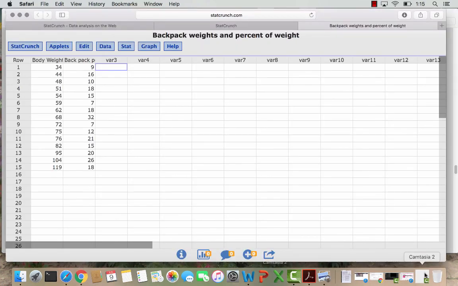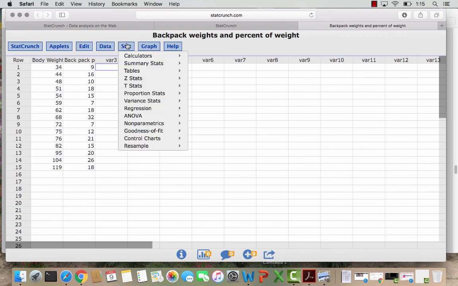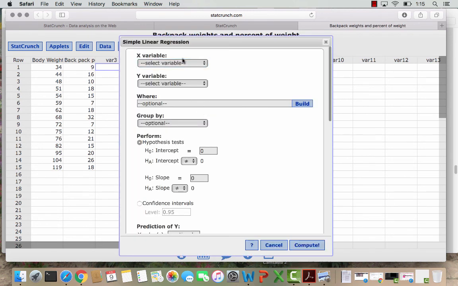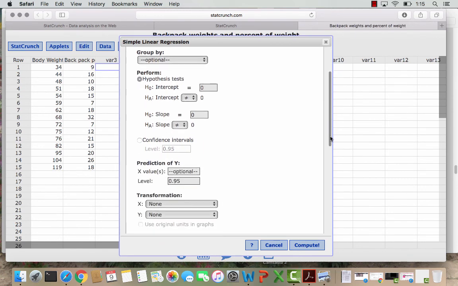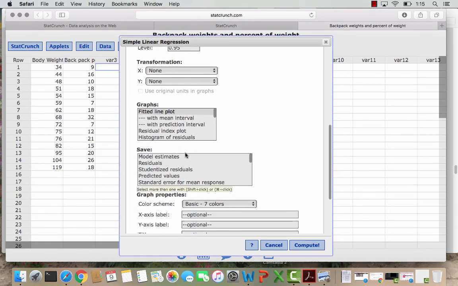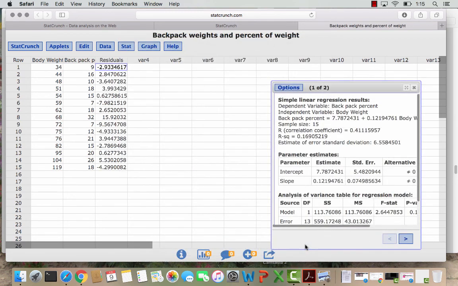We can pull up this data. I just typed in the observed body weights and backpack percentages. And if we go to Stat, Regression, Simple Linear Regression, and we choose our x variable to be the body weight and our y variable to be the backpack percent, we can see our line of best fit is going to be a match for line B. And then down here under Save, I'm going to say save the residuals. And let's look at what happens.